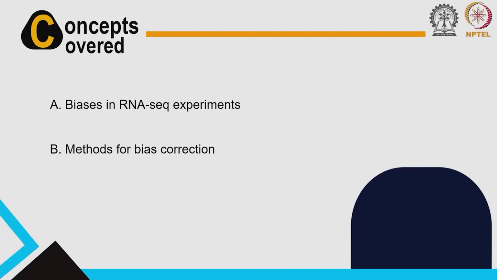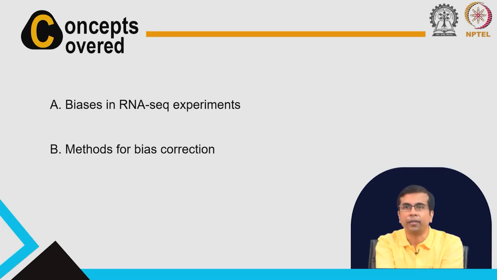Sometimes we may not get to the exact origin of these biases, why these biases arise. This is something we still cannot predict, but we observe these biases in the data, and this is something that we need to correct for before we can proceed for further downstream analysis. So, these are the concepts that we will be discussing in today's class: the biases in RNA sequencing experiments and methods for bias correction.